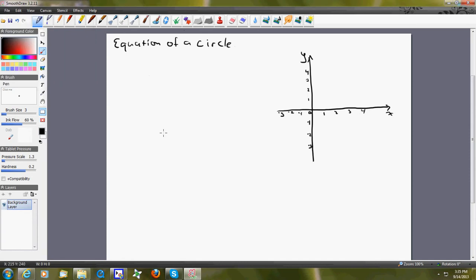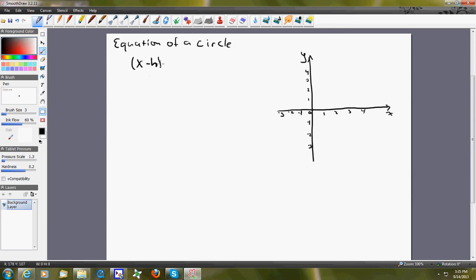Alright, I'm going to teach you guys how to do the equation of a circle and how to graph a circle, or how to write the equation of a circle given a graph. Unfortunately, I don't have a very good coordinate plane here, so we're going to have to make do with what we have. I'm not going to really surprise you too much.